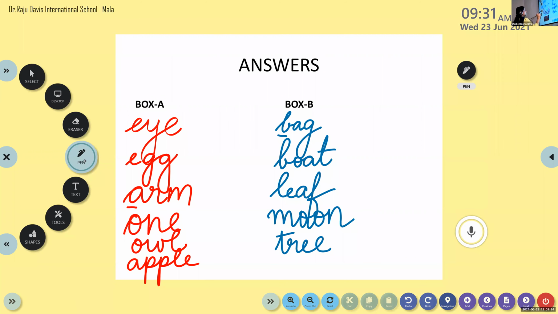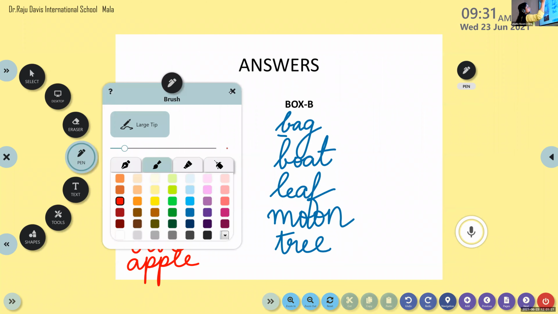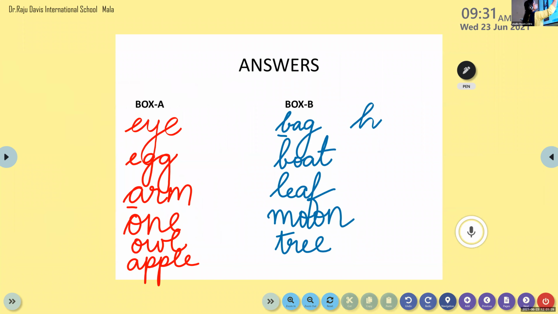So in box B, ma'am is going to write it. So horse, all of you please write it. H is a consonant, so we have to write in box B. So I hope all of you are doing it.